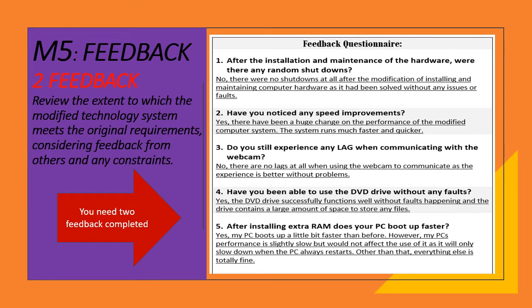So for M5, crucial, this is vital. Please remember, this is why it's highlighted in red here, and there is also an arrow here. You need to collect 2 feedback about the modified system, about the changes that you have made, and if it's suitable, and if the client is happy about the changes you have made. You need 2 of these, and I will repeat, 2 feedback.